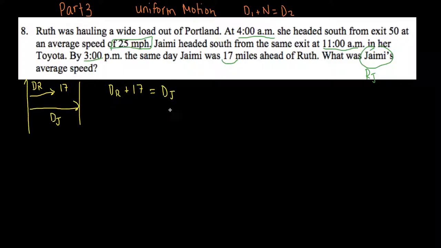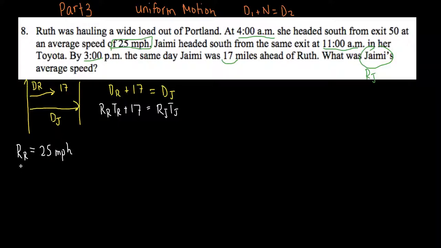Similar to the other types of problems, we need to plug things in, and as always, d is RT, so distance is rate times time. So the rate of Ruth times the time of Ruth plus 17 equals the rate of Jamie times the time of Jamie. And RJ is going to be our unknown that we're solving for. Under the diagram, I'm going to write down what I know. I know the rate of Ruth. She was going 25 miles per hour.